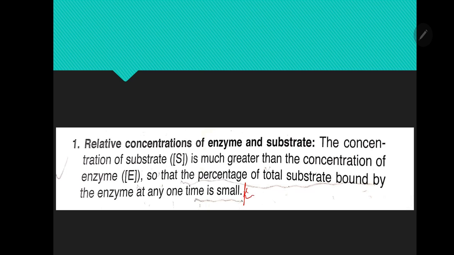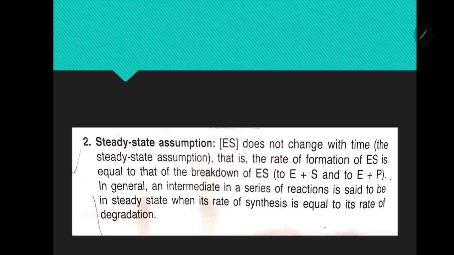The enzyme is in small concentration and the concentration of the substrate is greater. So, as a result, with more substrate and little enzyme, the enzyme-substrate complex that will be formed at that time will be very small. The percentage of that will be small.